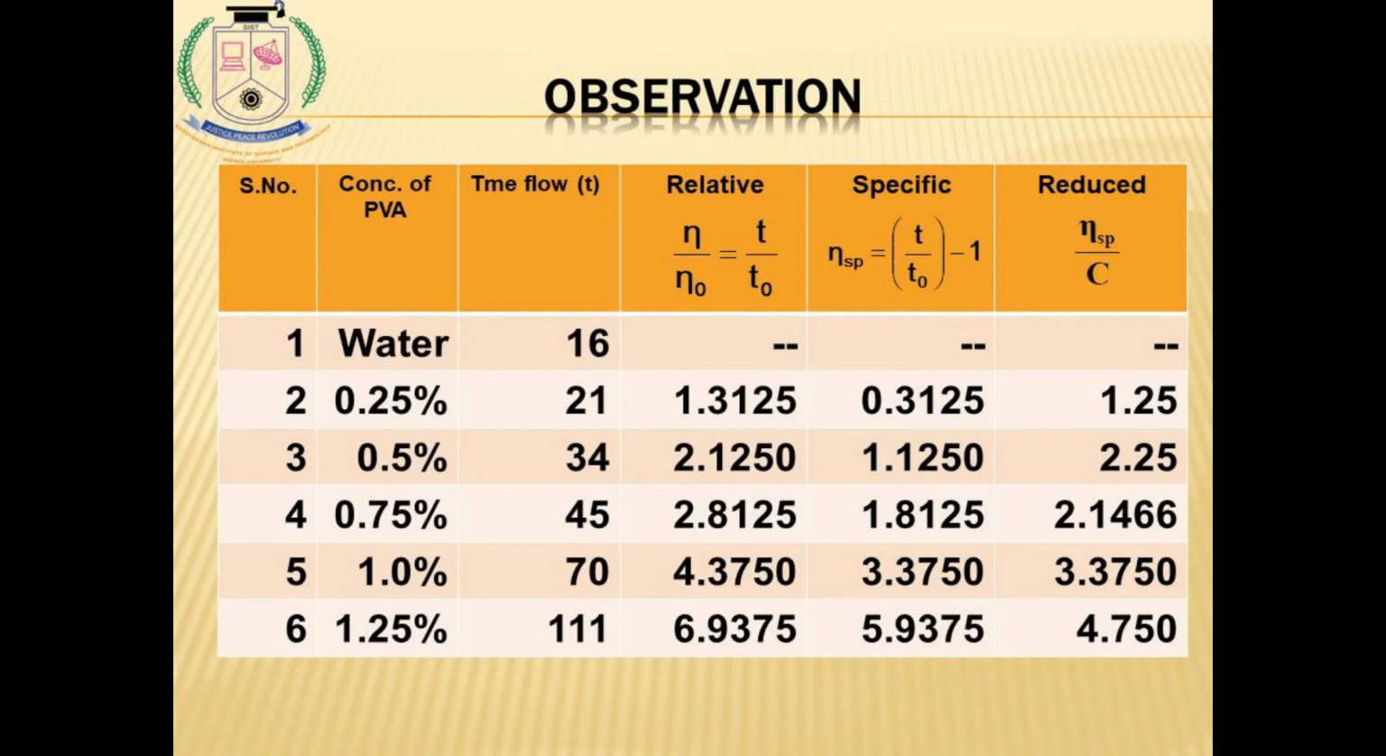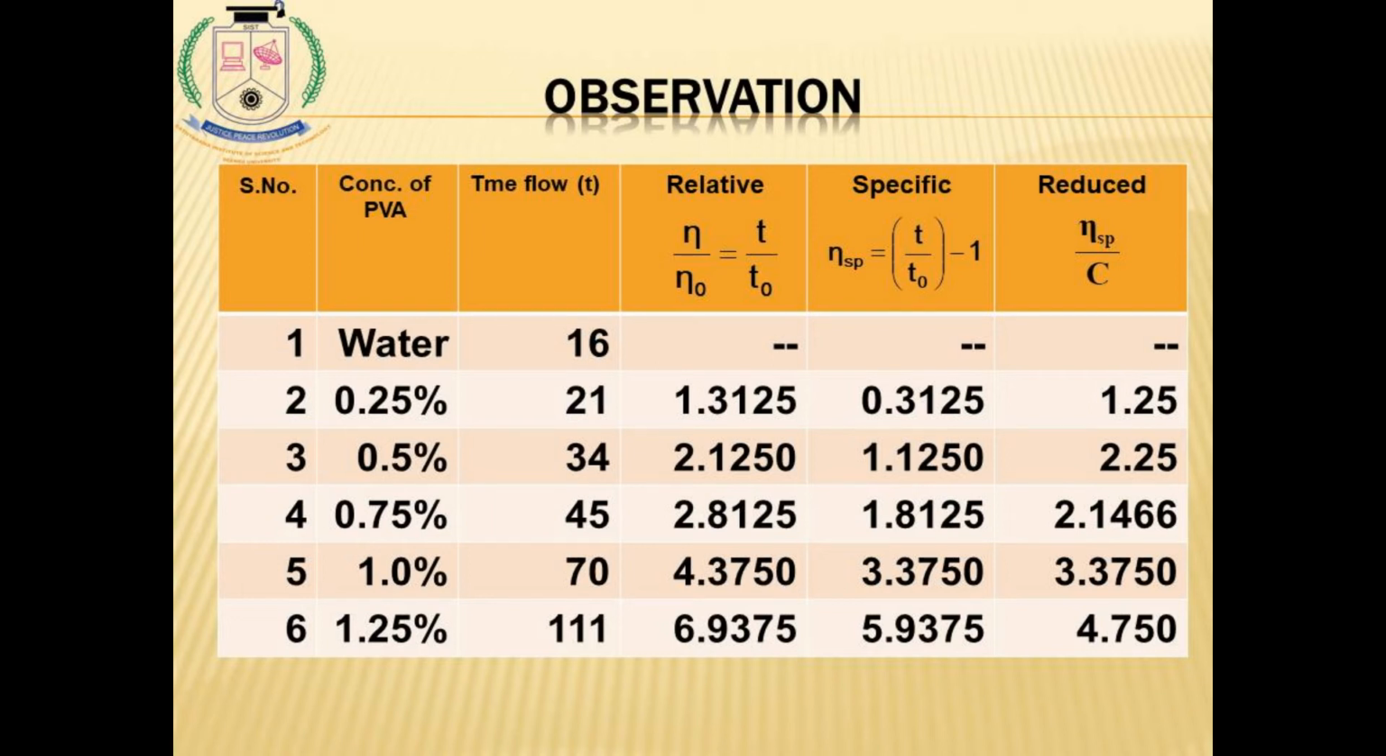One is water flow time is 16. Now T0 is 16, and T is 21, 34, 45, 70 and 111. Now we are dividing our T values by the T0 value, that is 16: 21 by 16, 34 by 16, 45 by 16, 70 by 16 and 111 by 16 will give us 1.3125, 2.1250, 2.8125, 4.3750 and 6.9375. These are the values of relative viscosity.